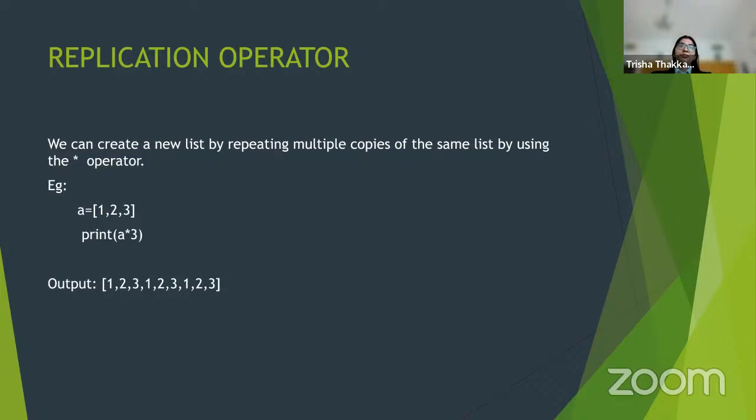Replication operator. This is used to create a new list by repeating multiple copies of the same list, and it is done with the multiplication operator. Over here, when we print A * 3, it prints the list 1, 2, 3 three times.